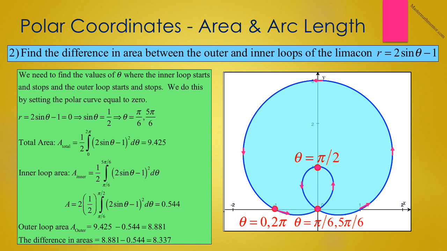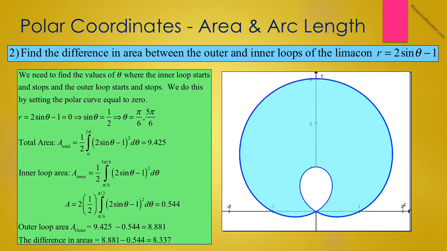We can use the fact that this is symmetric to the y-axis and write it as 2 times 1/2 the integral from pi over 6 to pi over 2 of 2 sine theta minus 1 quantity squared d theta. The 2 and 1/2 cancel, and we are left with 0.544.